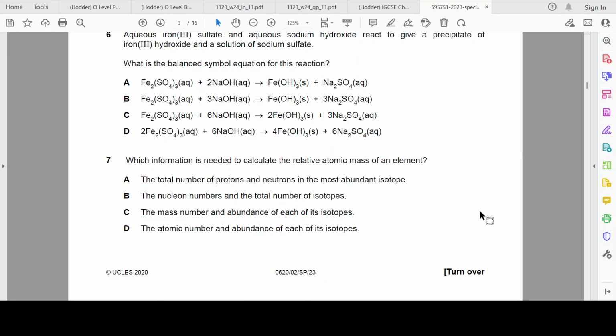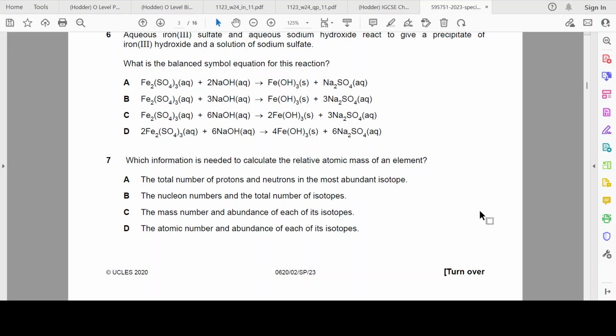So what you need is the mass number, where you have the number of protons plus number of neutrons, because what makes an isotope is the different number of neutrons in the nucleus of the atom. Neutrons and protons are not the same, but they have the same mass, and so together they make up the mass of the atom. So option C is correct.